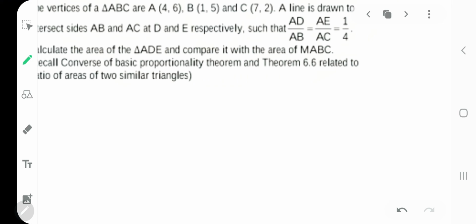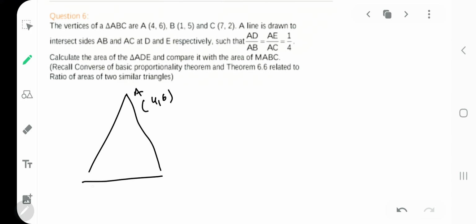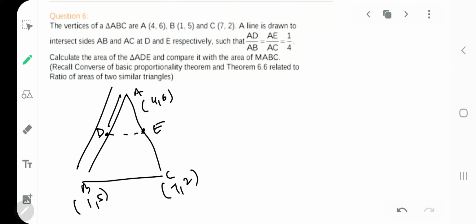Next we have, my dear kids, problem number 6. The vertices of the triangle are given as A (4, 6), B (1, 5), C (7, 2), and it is said that a line is drawn to intersect sides AB and AC at points D and E. Okay, so I'll join this such that AD upon AB is 1/4 and AE upon AC is 1/4. So you can find that the ratio is given to you.